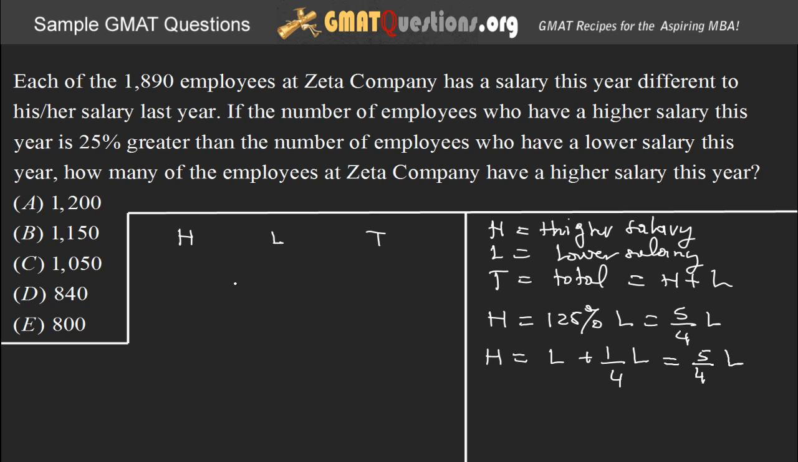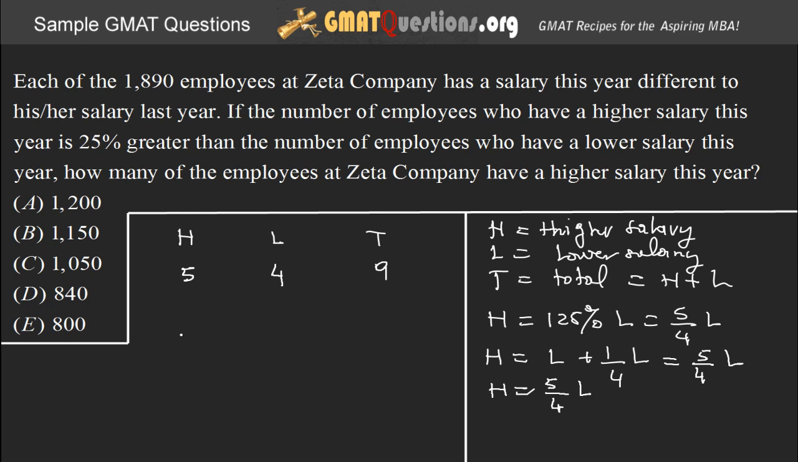So what does it mean then? What it means is that H equals 5/4 of L. Now I'm going to turn this into a ratio problem. 5/4 means we have 5 here and 4, so the ratio of H to L is 5 to 4. And the total ratio is going to be 5 plus 4, which is 9. If you don't understand what I'm doing, look at the question we did under fractions and ratios, and you'll understand the language I'm using here.